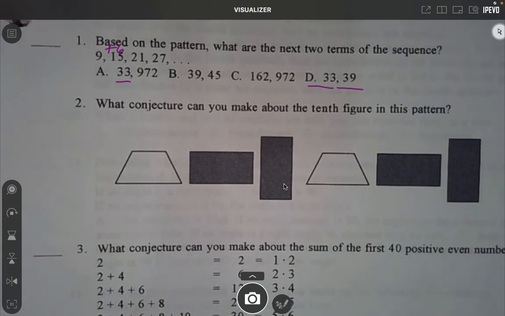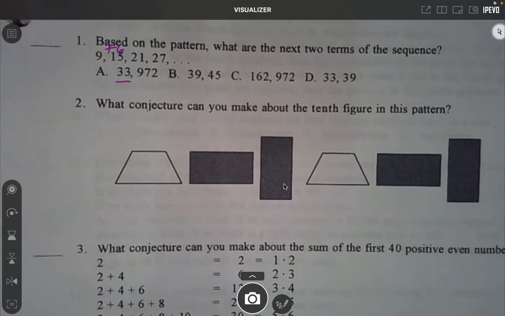This one says, what conjecture can you make about the 10th figure? So what do y'all think is going to be the 10th one? Well, I know this is going to be the 9th because of what? 3, 6, 9. So what's the 10th one going to be? You can draw a picture, you can count, but what if it asks for the 50th or something? Sometimes it's easier to get your pattern. Can I also circle the word in the front? Yeah, that's right. Or you can draw it. You could have put that.